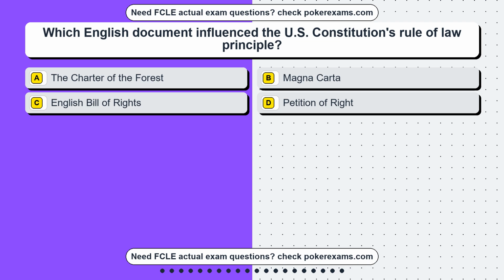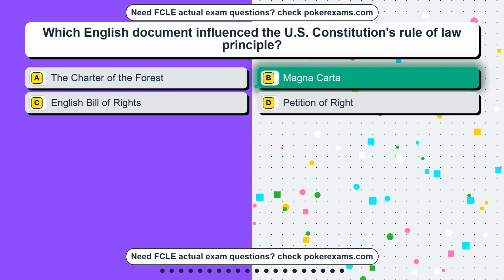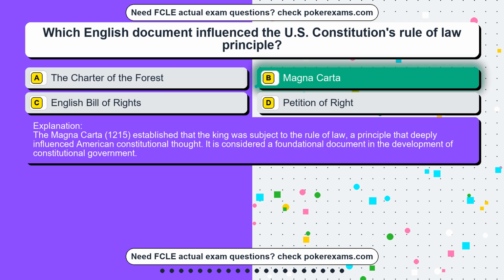The correct answer is option B. Magna Carta. The Magna Carta, 1215, established that the king was subject to the rule of law, a principle that deeply influenced American constitutional thought. It is considered a foundational document in the development of constitutional government.